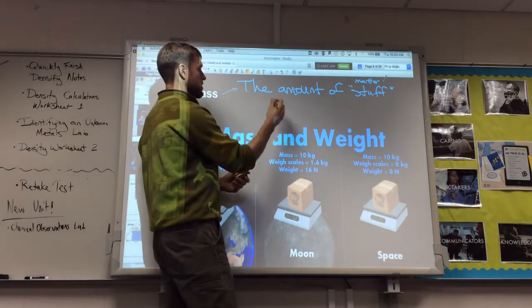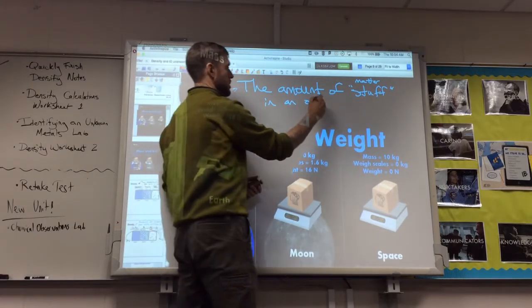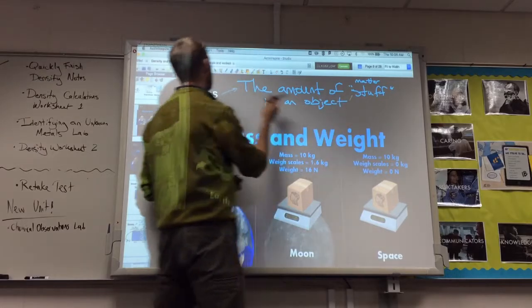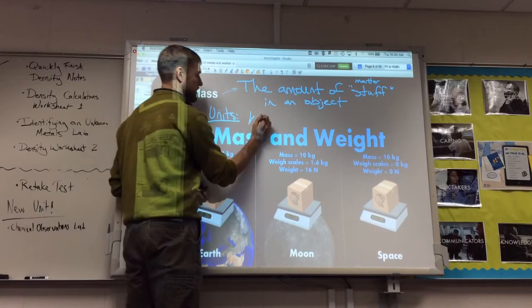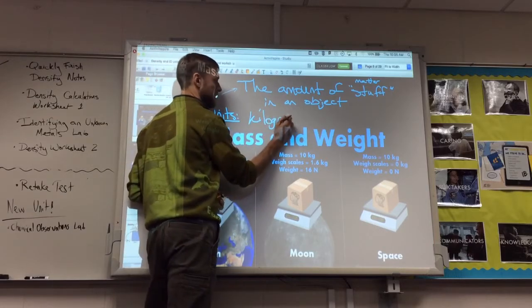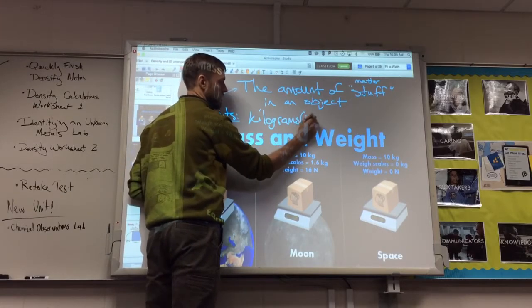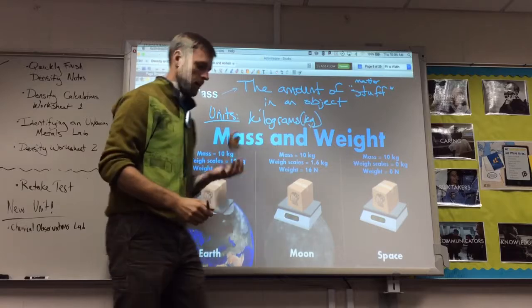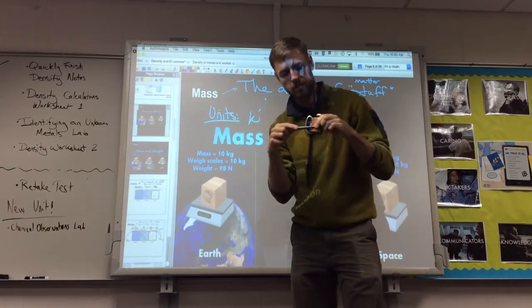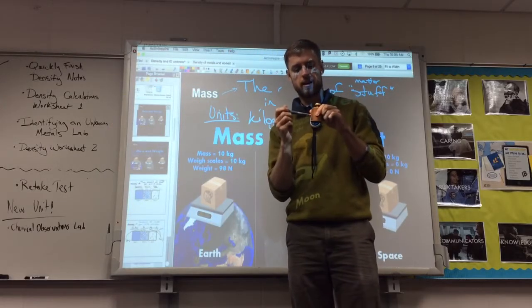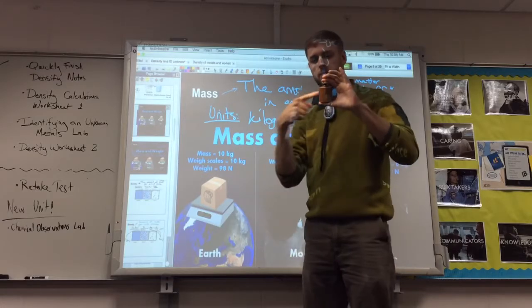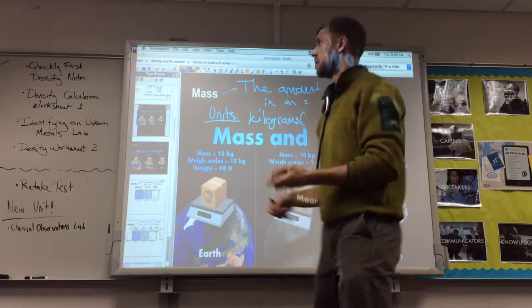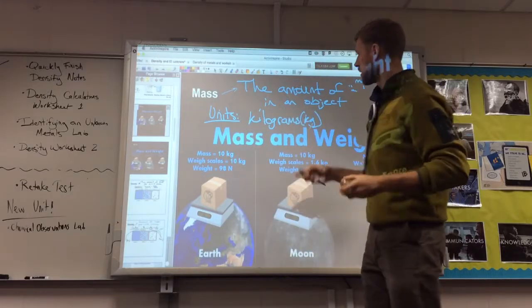The amount of matter or stuff in an object. What's the current official unit of mass, everybody? Kilogram. The stupidest units that we have left. All the other science units have been defined really much better, but we're still stuck. The actual definition of a kilogram is the amount of matter in a piece of metal that's in Paris. It's a cylinder, a piece of metal this big, and that's the kilogram. And we compare everything to that one original kilogram.